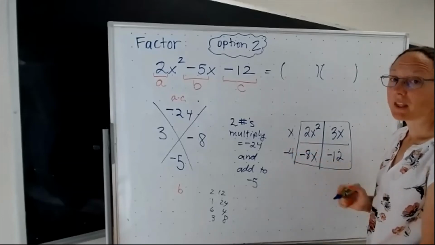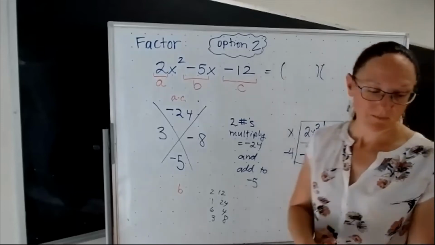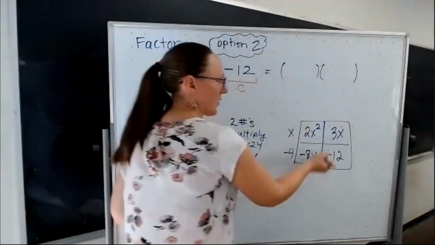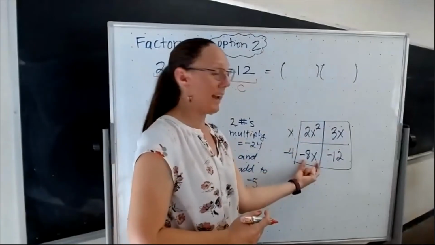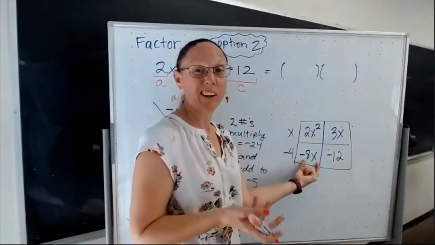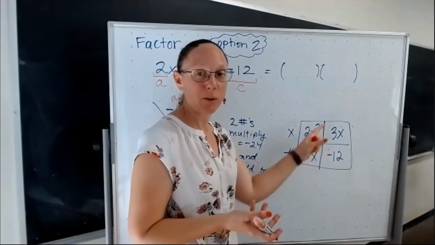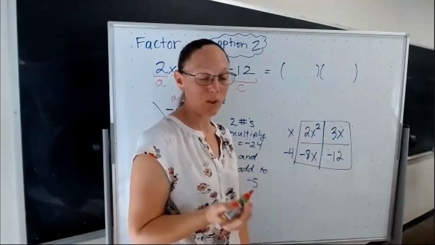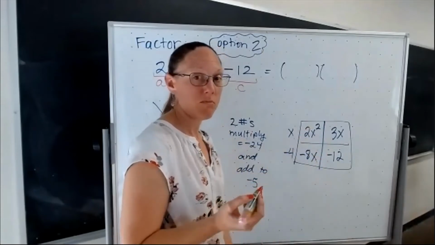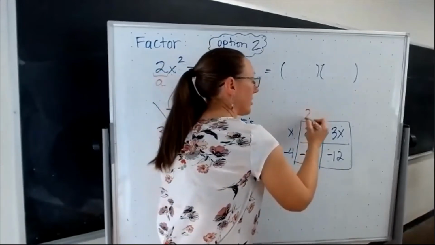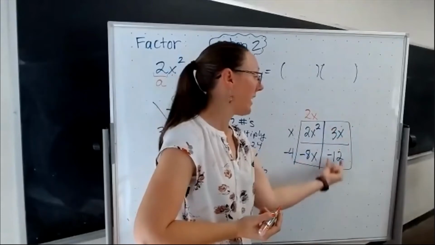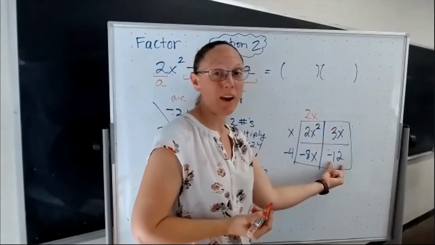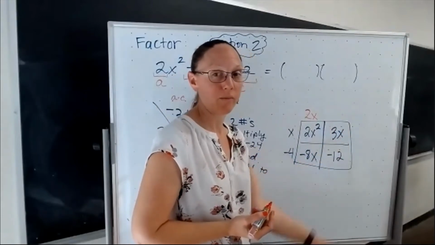Then I move to look at the columns. So if I look at this first column, 2x squared and negative 8x, what would they have in common? Well, they definitely both have an x, and they both have a 2. So I could factor out a 2x. And then if I look here, the only thing these two have in common is the 3.